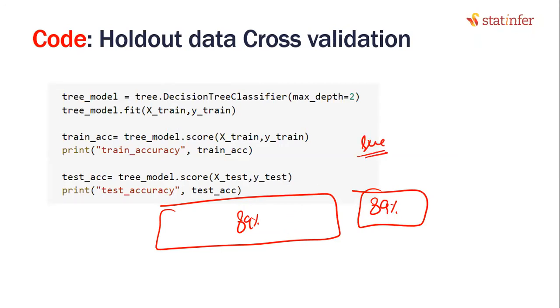The client is challenging you. Is it going to work? Are you sure it is going to give me 89? Don't you think there may be a problem with the test data? Don't you think there may be a problem with the train data? Are you sure you are going to get 89?